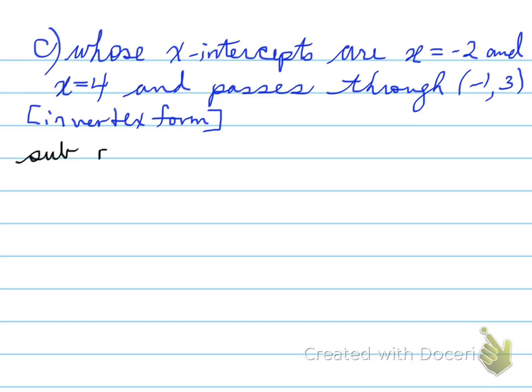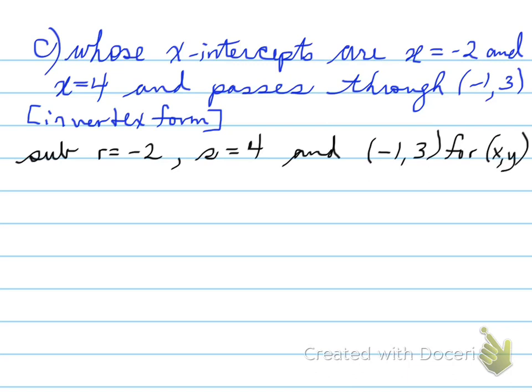Well, we sub the r value for -2, s value for 4, because we're given two roots, so we must use the roots form of equation. And we use the point for x, y. And we sub that into the roots formula.